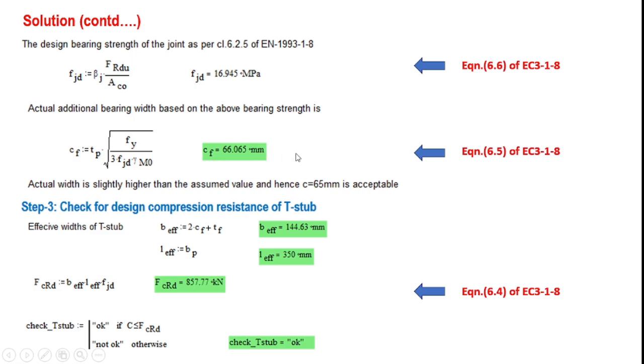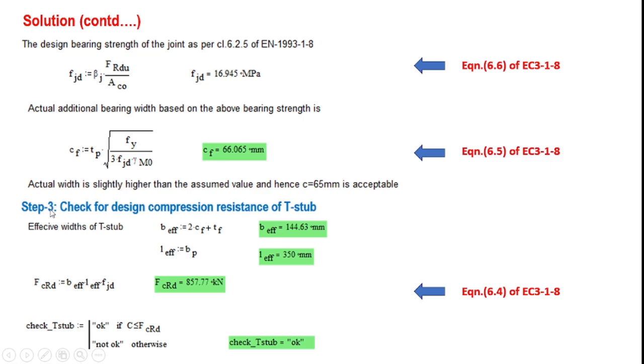I already told you the calculation of C is essentially a trial and error procedure. So if you see what was the value of C that we had assumed, it was 65 mm, and the actual computed value is 66. It is almost near to each other. It means that the CF equal to 66 is acceptable to us.